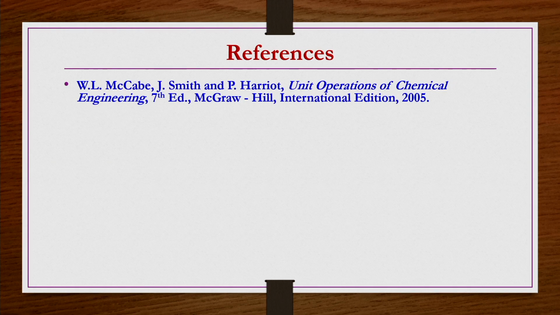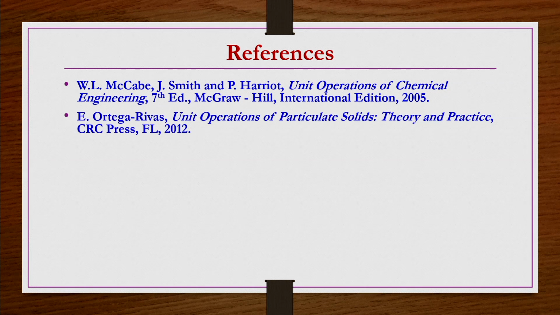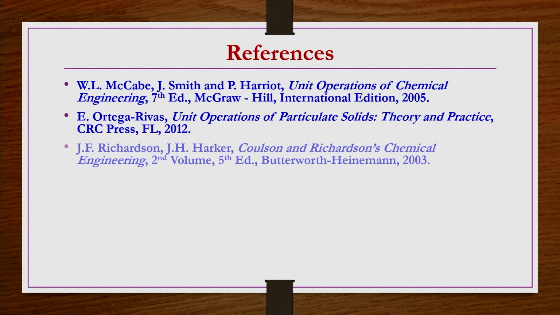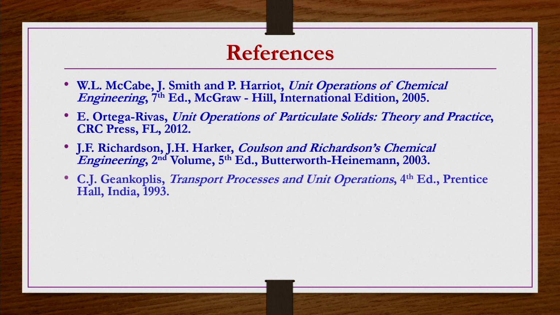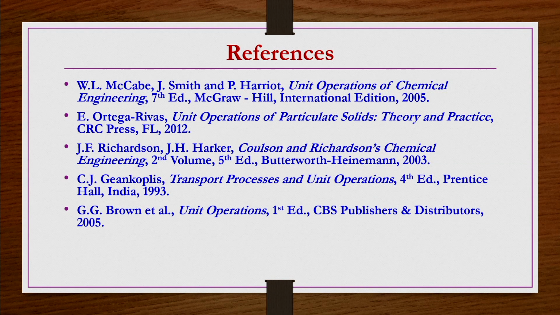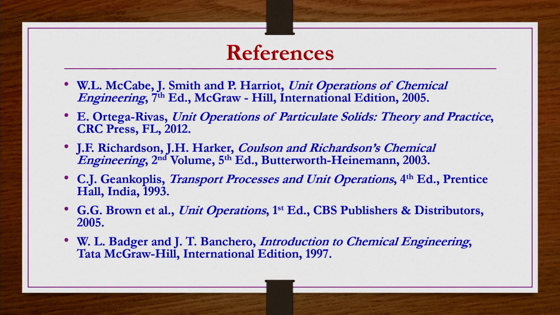The majority of the information, indeed almost all the information presented in this lecture, has been taken from the reference book McCabe, Smith and Harriott, Unit Operations of Chemical Engineering. There are also other reference books for our course. One can go through Unit Operations of Particulate Solids: Theory and Practice by Ortega Rivas, then Coulson and Richardson's Chemical Engineering, second volume, by Richardson and Harker, then Transport Processes and Unit Operations by Geankoplis, then Unit Operations by Brown et al., and then Introduction to Chemical Engineering by Badger and Banchero.